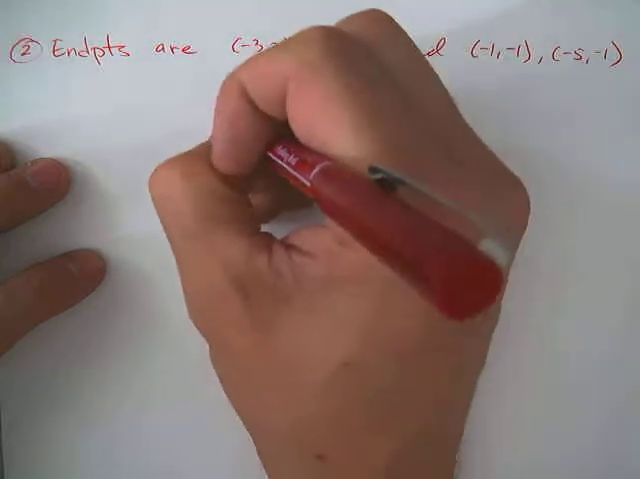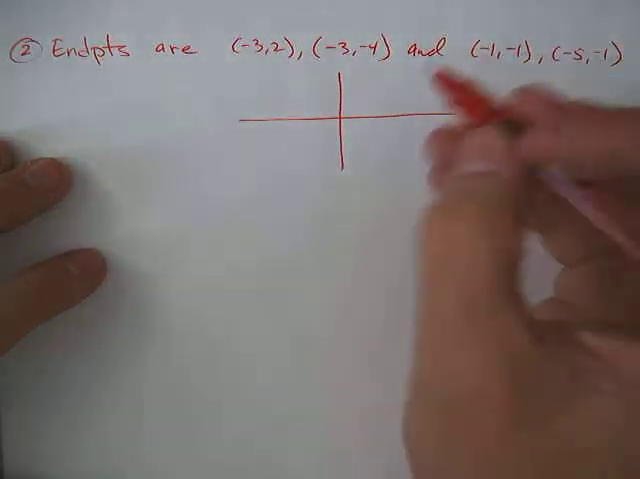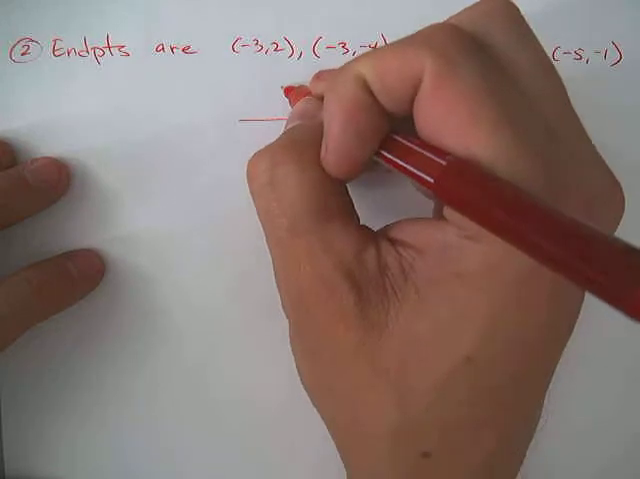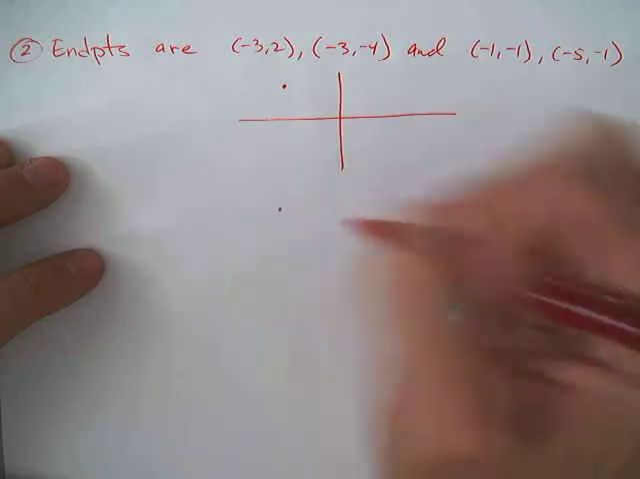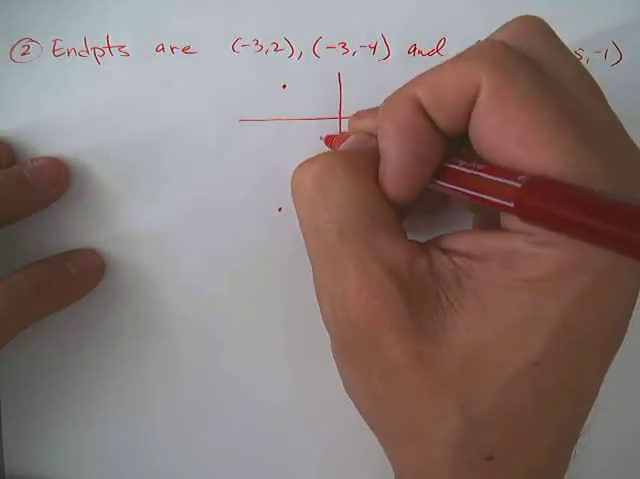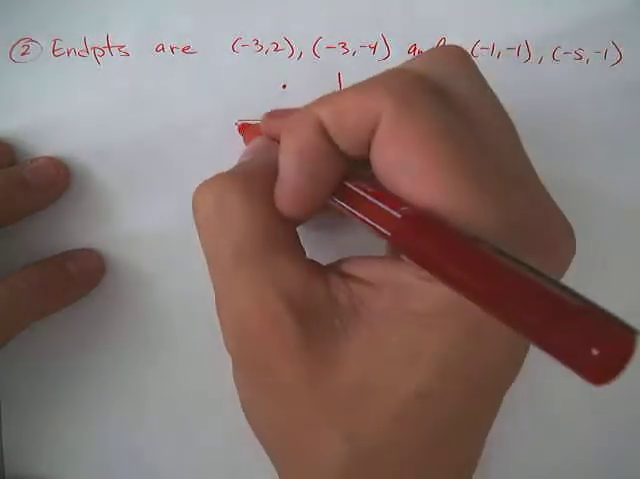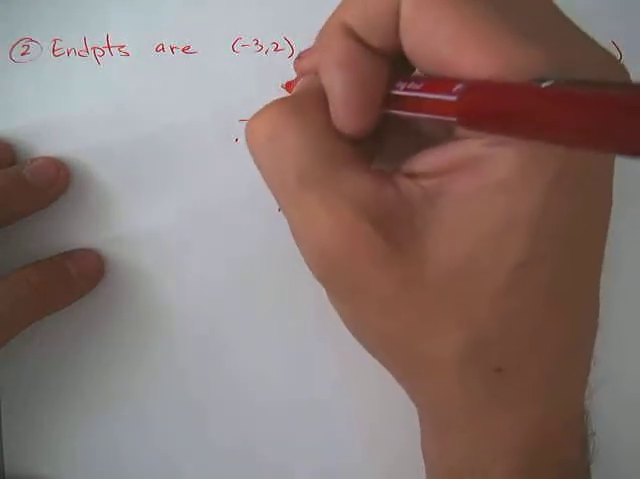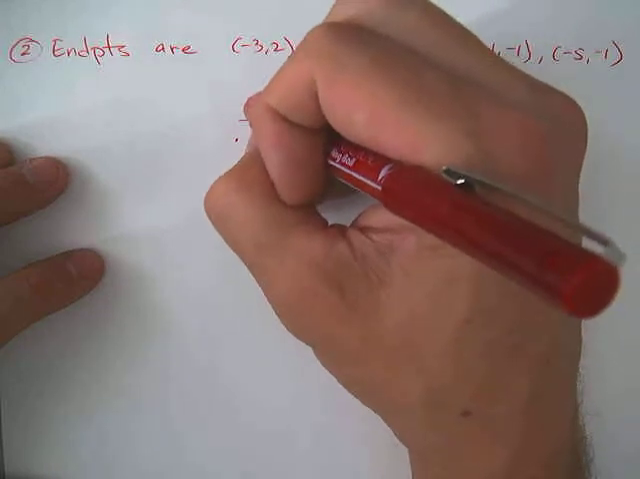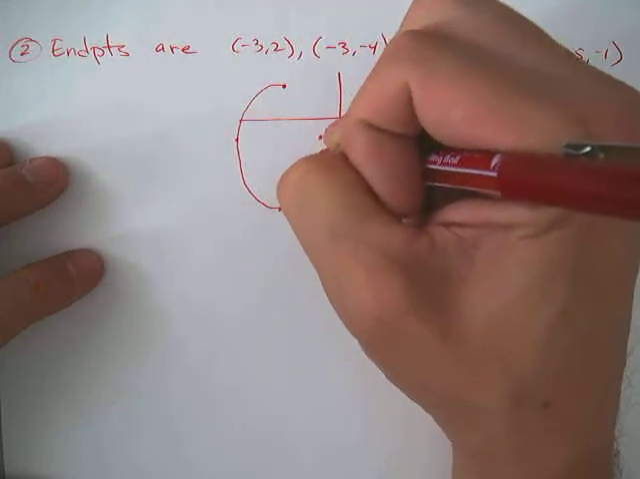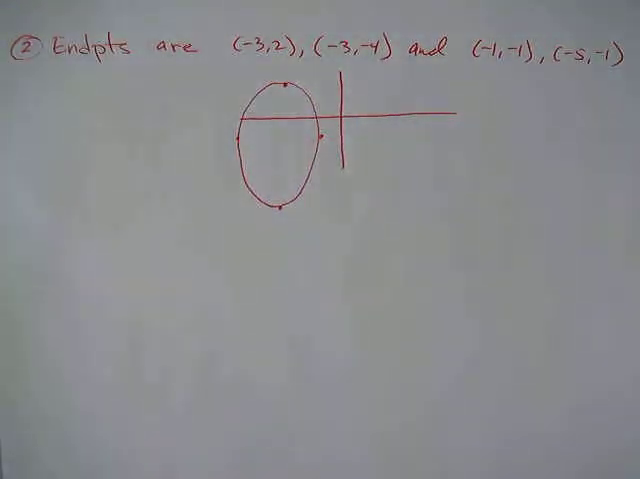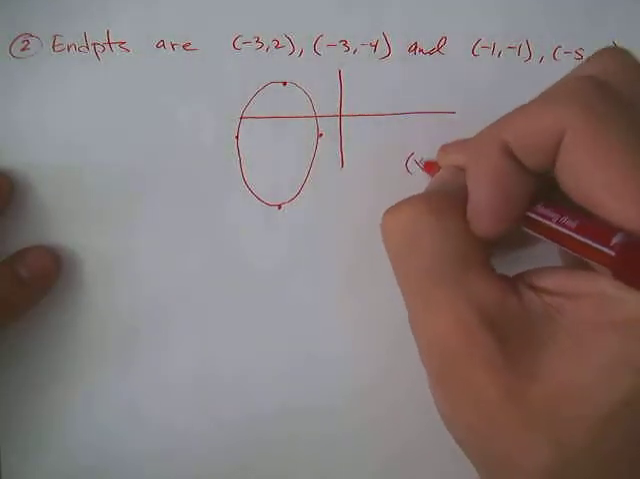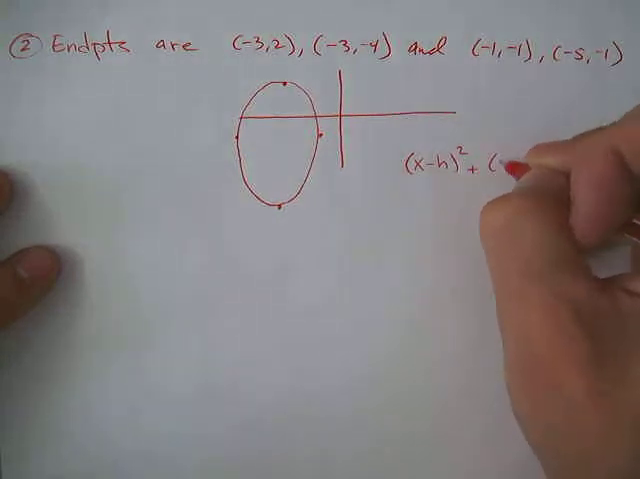figure that part out. So again, I think the best way to do that is to just draw a rough sketch, so let's do that. Okay, so (-3, 2) would be up here. (-3, -4) would be down here. (-1, -1) would be here. And (-5, -1) over here. I don't know if this is the most accurate drawing in the world, but it gives us the feel. So, it looks like it's a vertical ellipse this time.